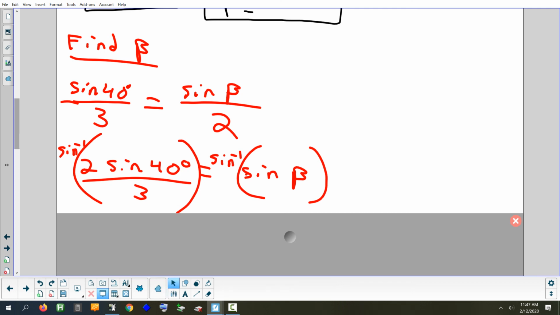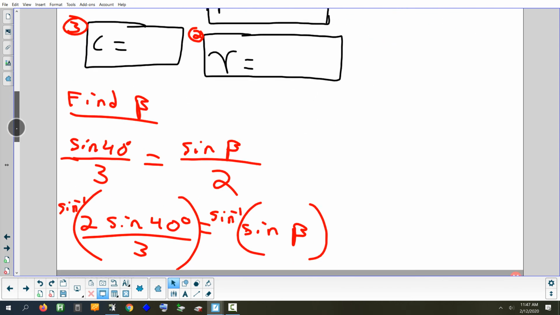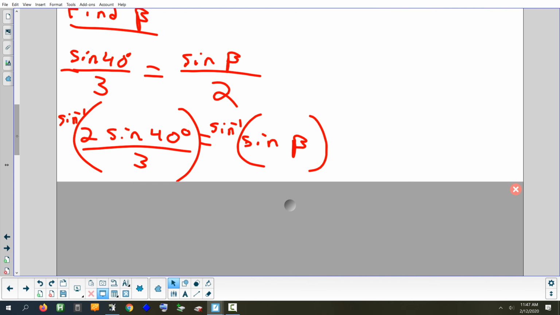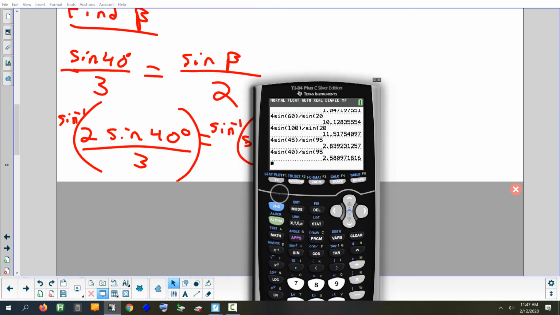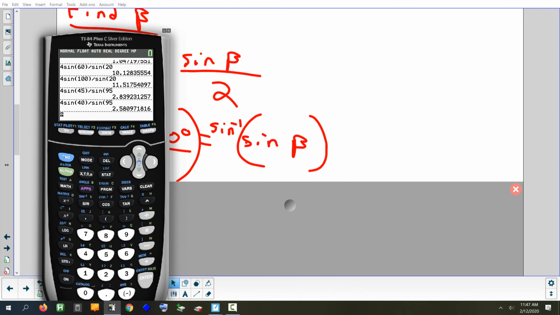If this number is bigger than what, we won't be able to do it? 1. What about if it's smaller than -1? That's how you could get no solution. If this number comes out between 1 and -1, then that's when we could get the 2 solution or 1 solution. Depends. So 2 sine 40 divided by 3, inverse sine. So this problem, unless you type something in wrong, it's not no solution. That's a solution right there.